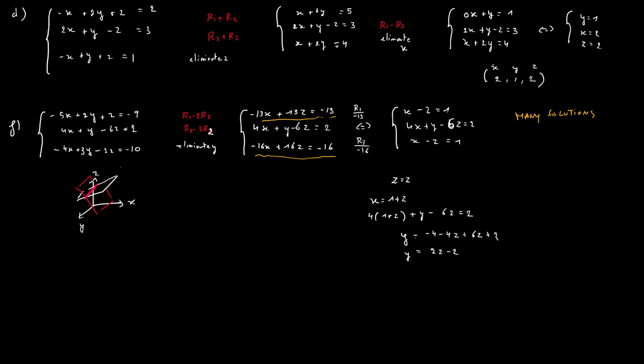Giving us not a neat solution like this, but we can still express it. Our x-coordinate is going to be 1 plus z, where I always have to give you z. Our y-coordinate is going to be 2z minus 2, and our z-coordinate is just going to be itself. So these are going to be our many solutions because z is an element of the real numbers. So for any real number, you're going to find an answer.